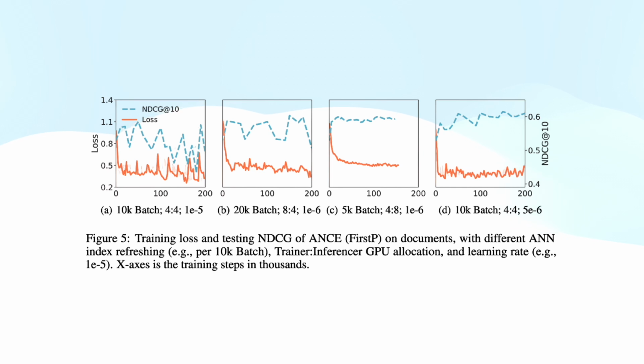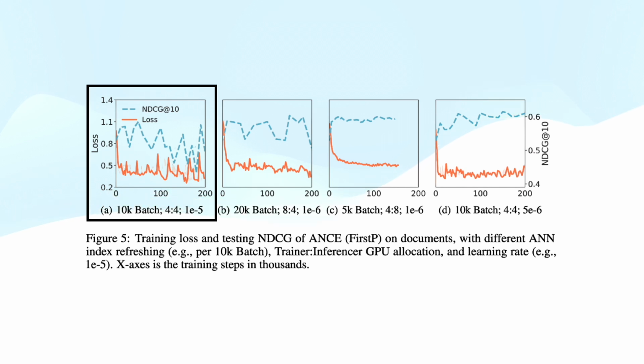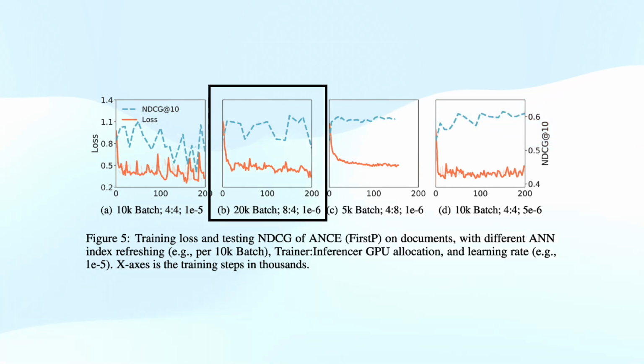These hyperparameters include the frequency of index refreshing, the GPU allocation between the trainer and inference, and finally, the learning rate. The figure above illustrates how asynchronous learning behaves under different training configurations. In figure A, a large learning rate of 1 times 10 to the minus 5 causes fluctuations in the graph, as the asynchronous gap in the index can push the representation learning towards undesired local optima. A similar situation occurs when the refreshing frequency is too low, as shown in figure B, where the index is updated every 20K batches. This can also lead to instability in the learning process.